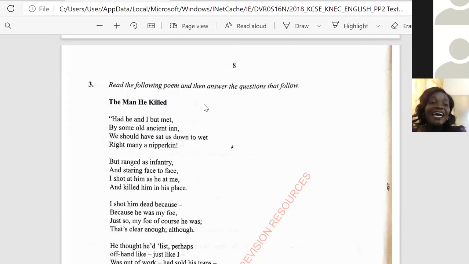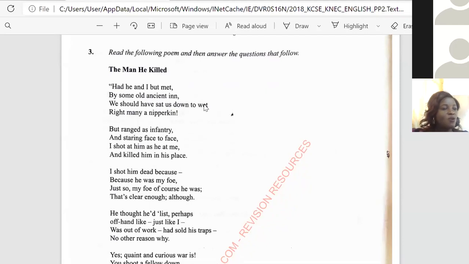So, had he and I but met. The persona is saying, if he and I had met by some old ancient inn, if we had met in a restaurant, an inn is a restaurant, we would have sat down together and taken a drink. Nipperkin is alcohol, okay? We would have taken a drink together. But then we met under different circumstances. We met at war.